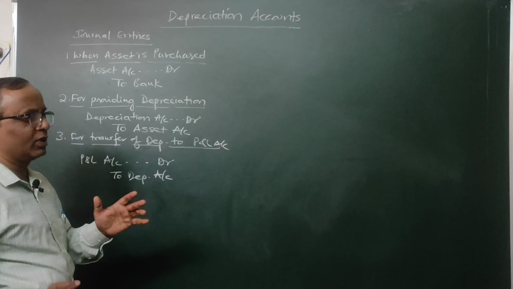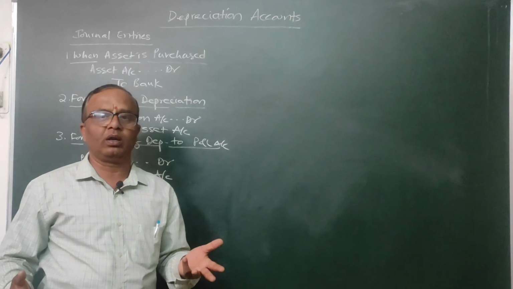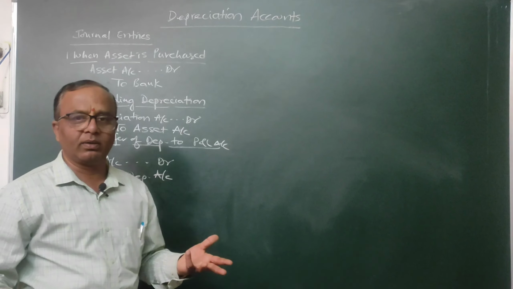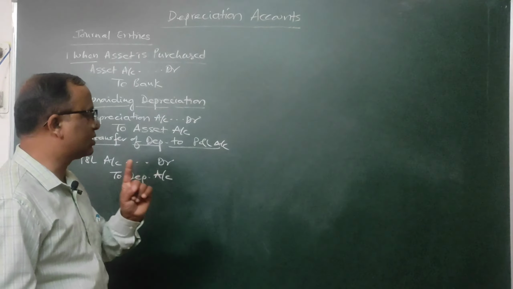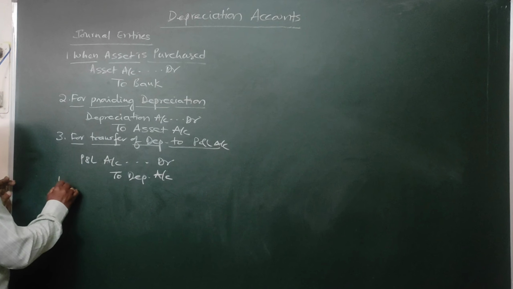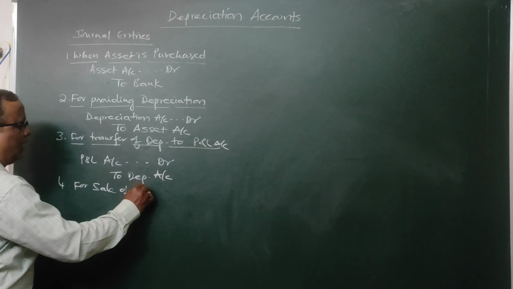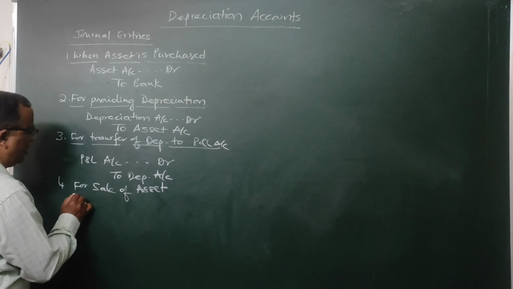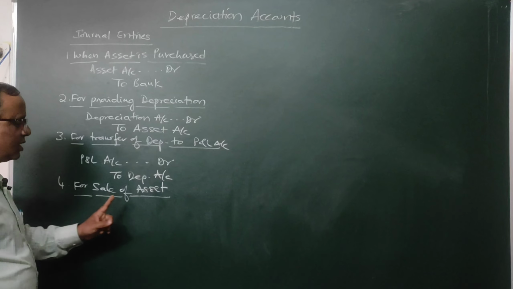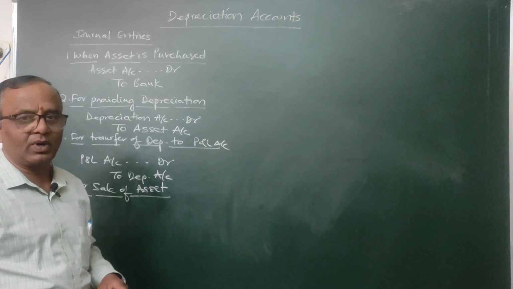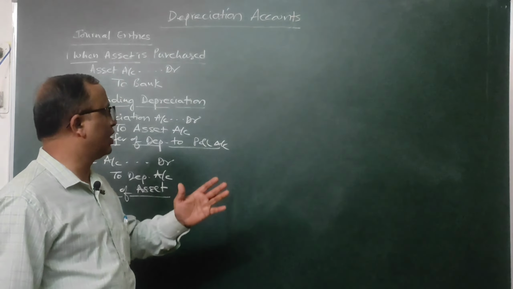See, now and then what happens, because the asset has become outdated or old, it will be sold. So the next entry we should remember here is, if an asset is sold, for sale of an asset. Okay, asset means tangible asset we are discussing here. For sale of asset, our entry should be: the asset account will be showing a debit balance.